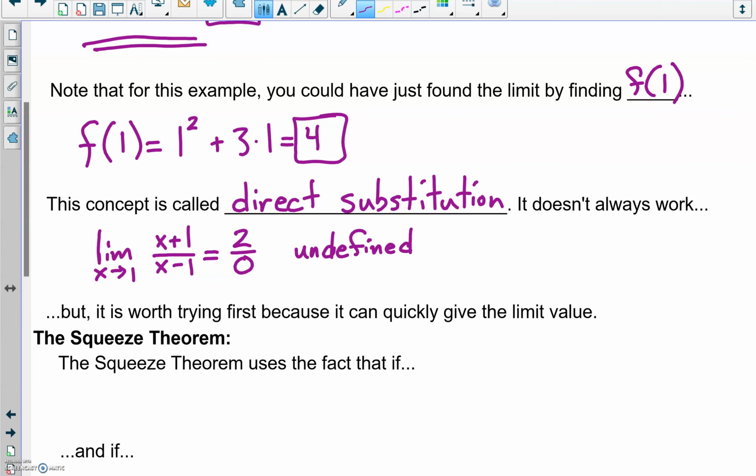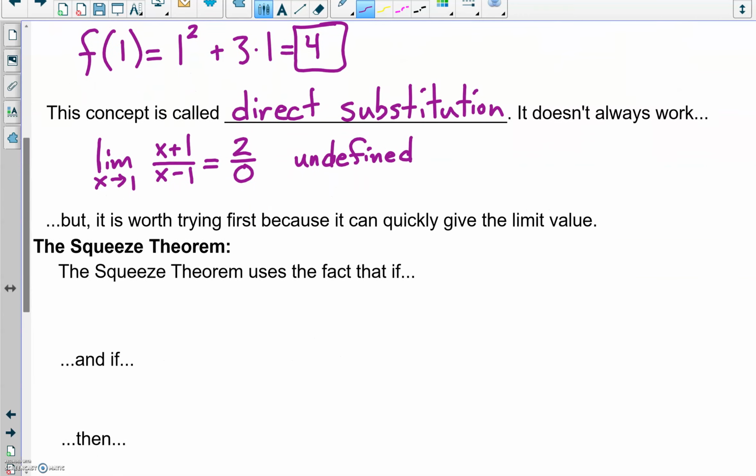We'll see a way to deal with these types a little bit later, but direct substitution isn't going to be the way to get there. It is worth trying first because it can quickly give the limit value. So I always try direct substitution first, and if it doesn't work, then I try another technique.